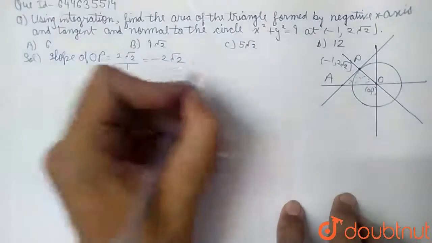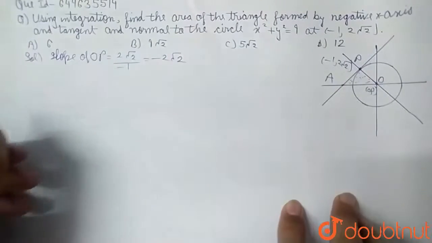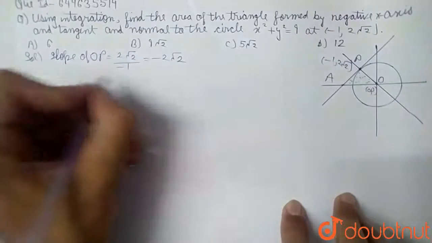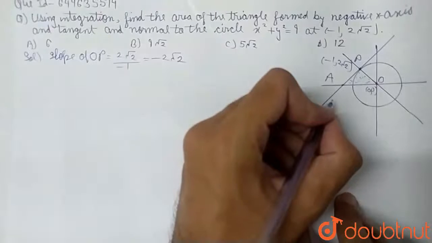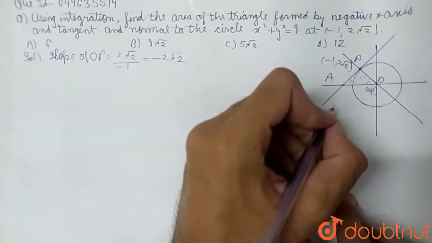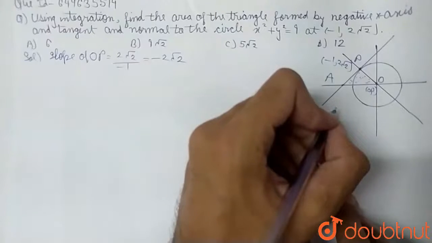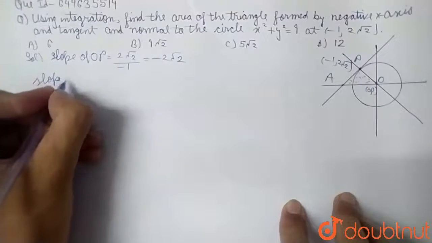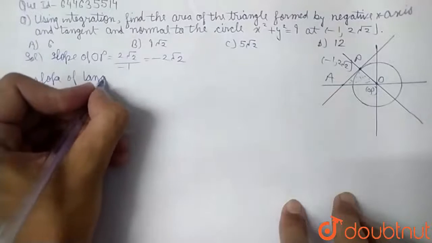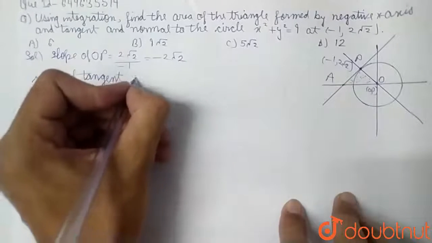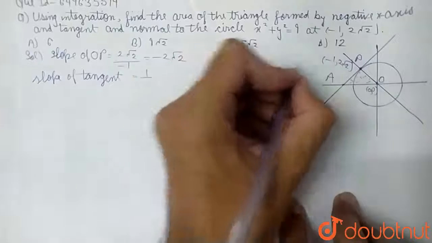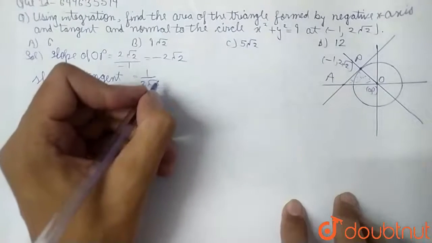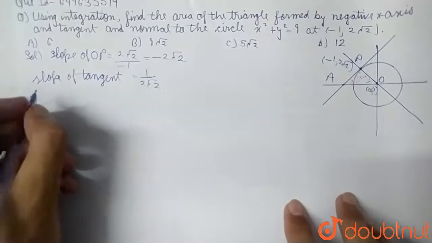This is the slope of the normal. Now we have to find the slope of the tangent. The slope of the tangent will be 1 by 2 root 2.